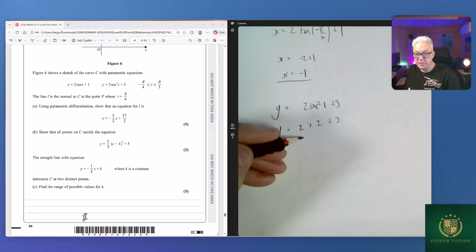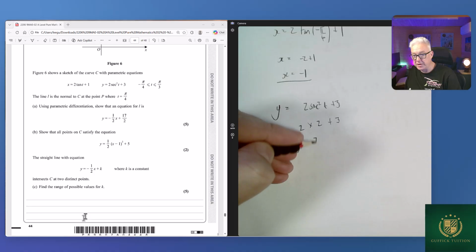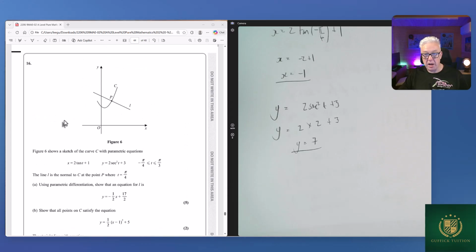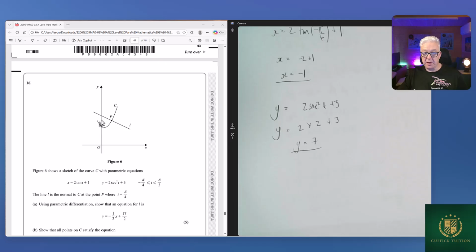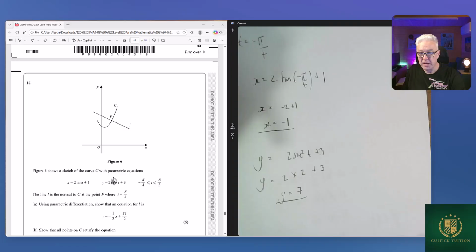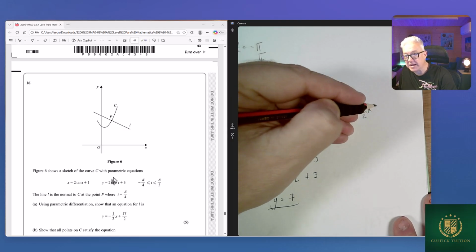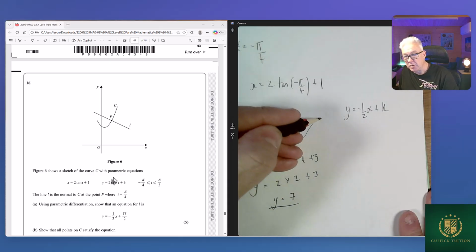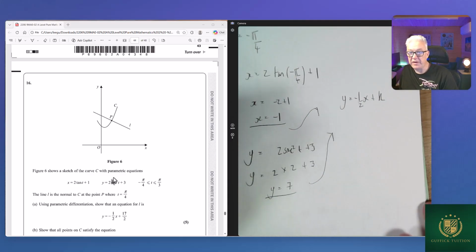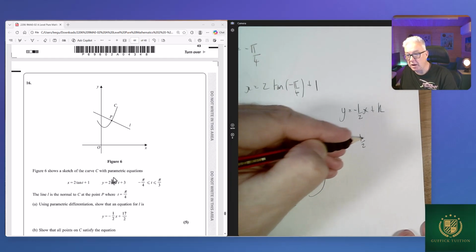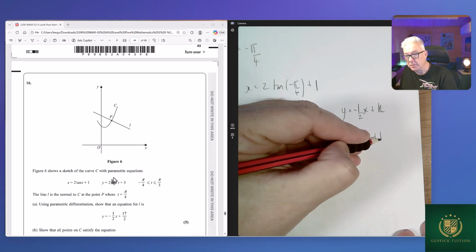So that means we've got 2 times 2, add 3, so it's 4 add 3, so y is 7. We found out that at this point at the end of the curve, x is -1 and y is 7. Now we know that the gradient of the line is minus a half. So if we write down y is equal to -1/2 x add k, and we sub in the point that we've just got, then we'll be able to find the value of k at which this happens.